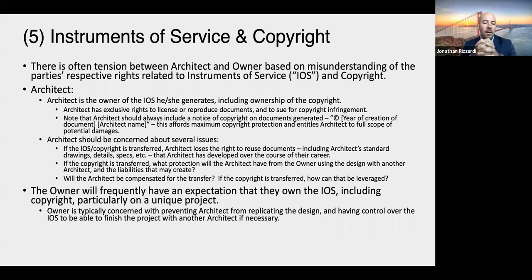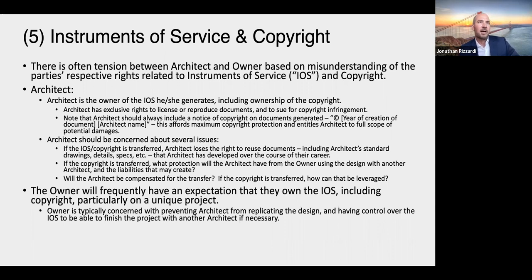They feel like they're paying an architect and likely other professionals to work on this design, and therefore they should own the work product. But of course, that is not how it works. The architect is the owner of the instruments of service and copyright that he or she generates. So what are the motivations here? I think a good way of looking at this is in terms of the architect's motivations and the owner's motivations and concerns.